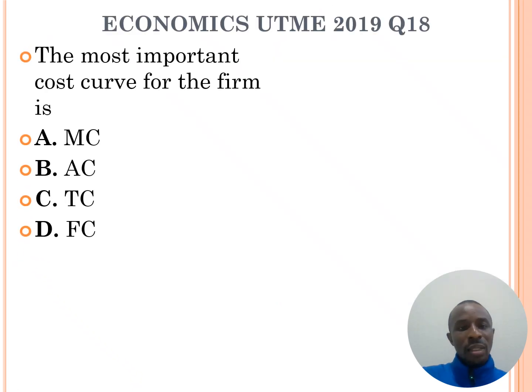The most important cost curve for the firm is marginal cost. That's option A, MC. And the reason is because marginal cost determines the profit maximizing output of a firm. Remember, to calculate profits, MC, which is marginal cost, must be equal to marginal revenue, MR. So MC is very important to the firm because it determines the level, the output at which the firm will maximize profits.